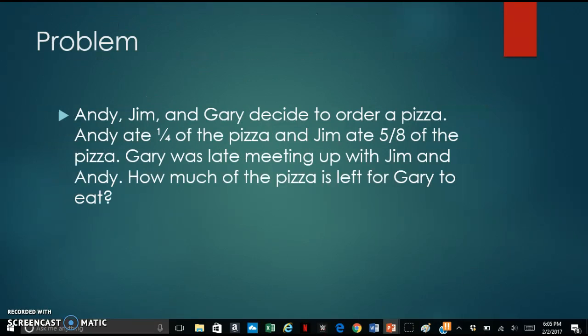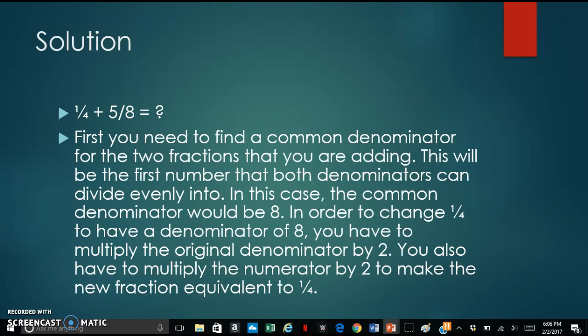So my problem that I did is Andy, Jim, and Gary decide to order a pizza. Andy eats 1/4 of the pizza and Jim eats 5/8 of the pizza. Gary was late meeting up with Jim and Andy, so how much pizza is left for him to eat? So what you have now is 1/4 from Andy and 5/8 from Jim, and you have to find out how much Gary has left.